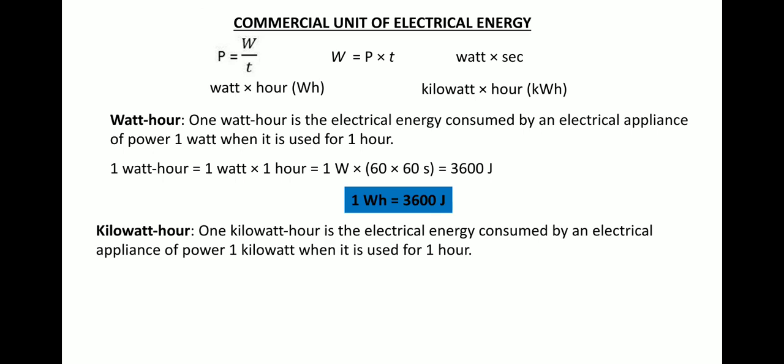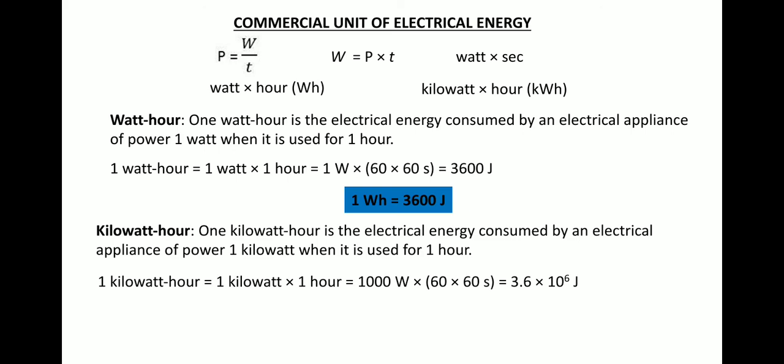Kilowatt hour. 1 kilowatt hour is the electrical energy consumed by an electrical appliance of power 1 kilowatt when it is used for 1 hour. So the relation of 1 kilowatt hour can be expressed as 1 kilowatt hour equals 1 kilowatt times 1 hour, which is equal to 1000 watts times 60 into 60 seconds, and this is equal to 3.6 into 10 to the power 6 joules. So we can remember 1 kilowatt hour is equal to 3.6 into 10 to the power 6 joules.